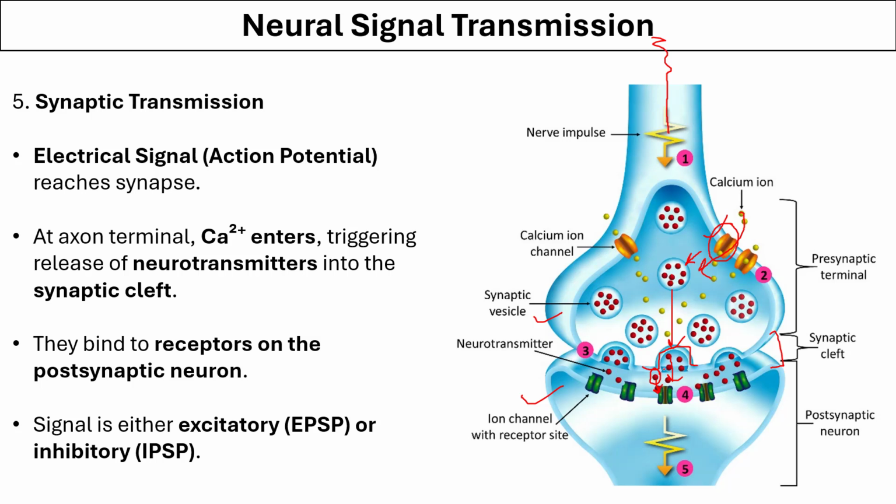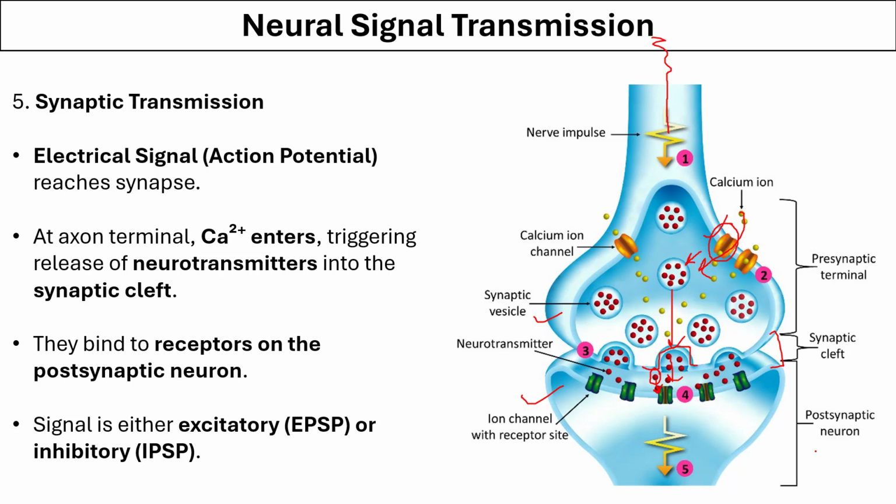So these neurotransmitters can be acetylcholine or dopamine or serotonin, and on the next neuron there are supposed to be receptors which can receive the dopamine signal or serotonin signal. So for every neurotransmitter there are specific receptors present on the next neuron.